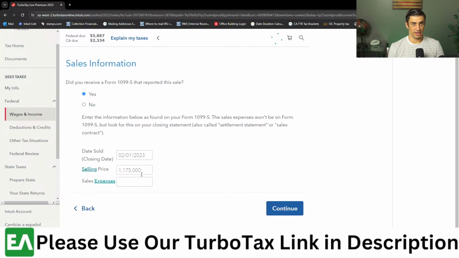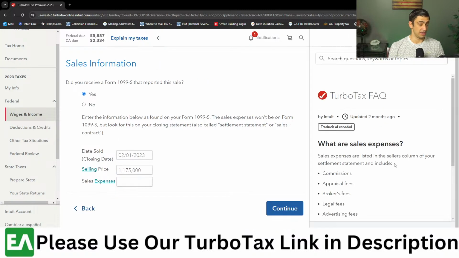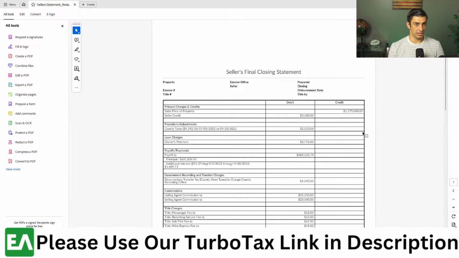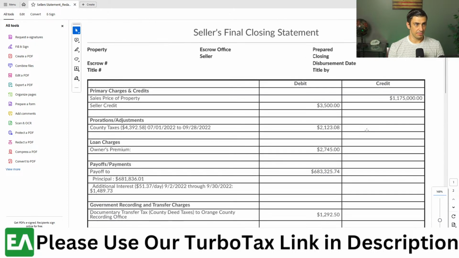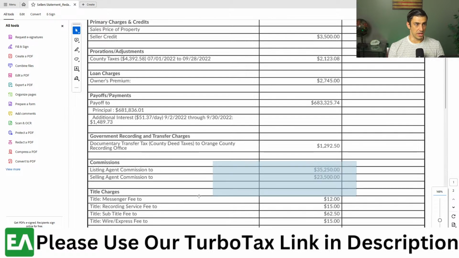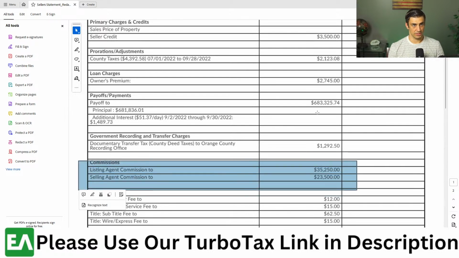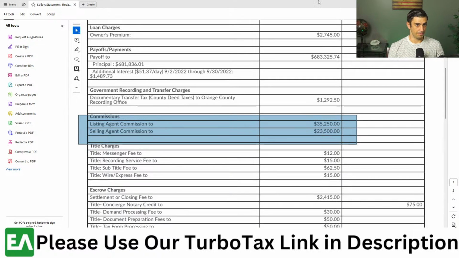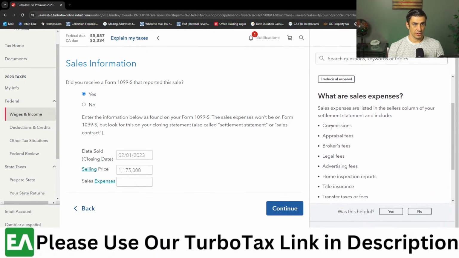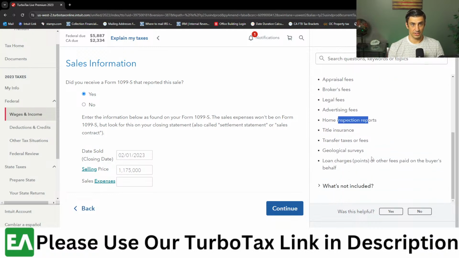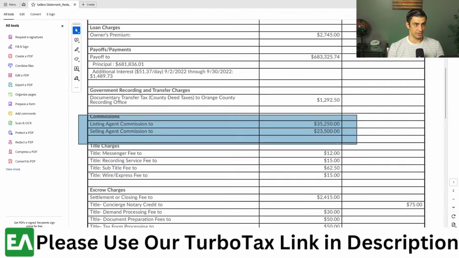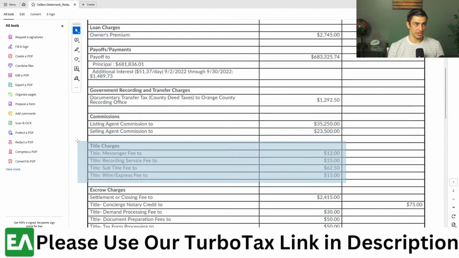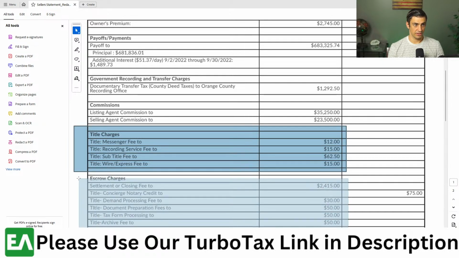The sales expenses are not going to be on the 1099-S. This is going to be on the seller's statement, or the closing statement, that's what we call it. It's going to kind of match up here, and look at those big commissions. Wow, that's essentially part of the sales expense. And let's see what else we can write off. The commissions, appraisal fee, brokerage fee, legal fee, all this stuff. A lot of that is in the title charges, the escrow charges.